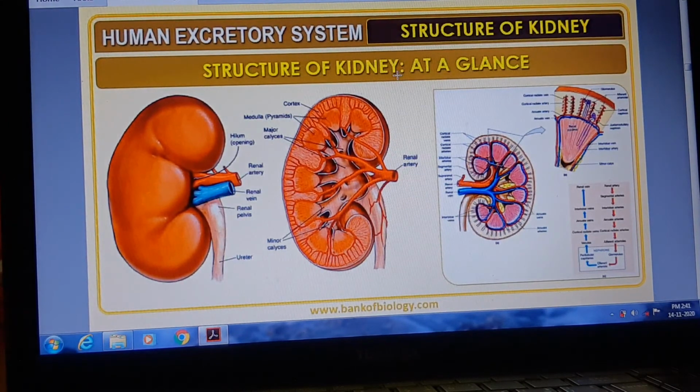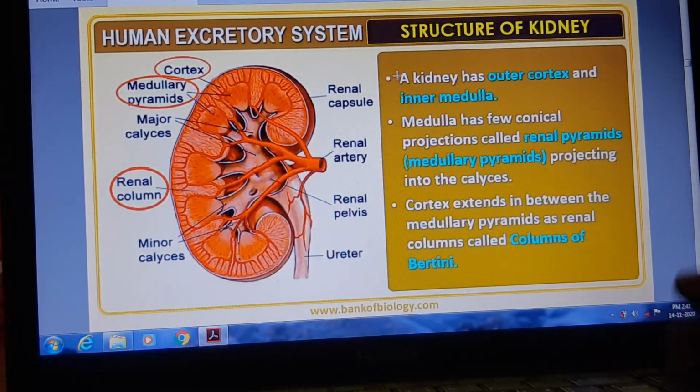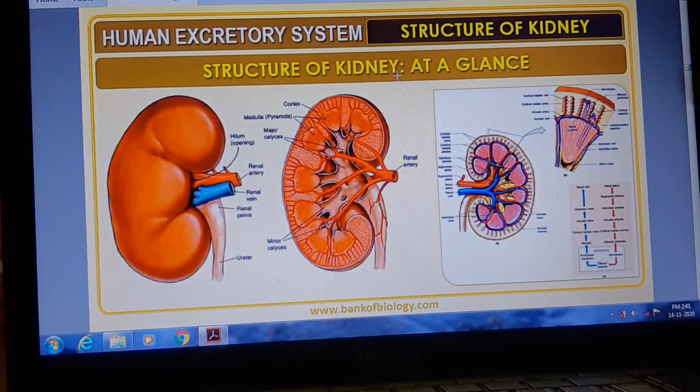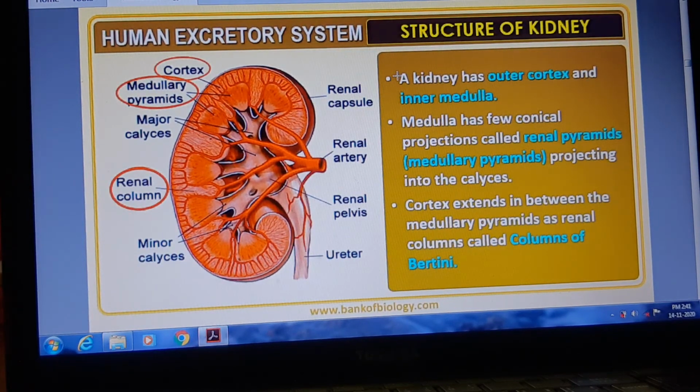Now, here is the structure of the kidney at a glance. You can see the kidneys here. Only draw this diagram, no need to draw any other diagram. I hope you can easily understand. The remaining parts, the nephrons, the remaining structure and functions of the kidney and excretory system will continue in our next class.